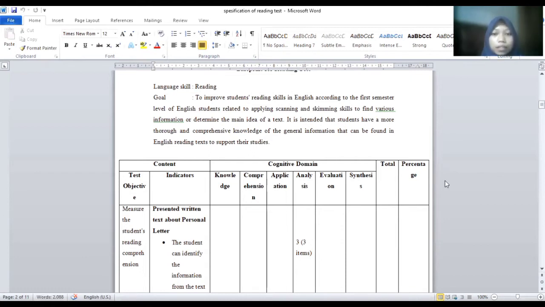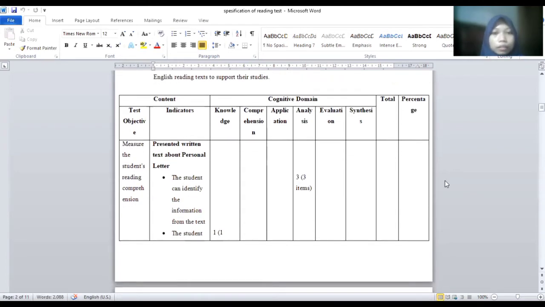It is intended that students have a more thorough and comprehensive knowledge of the general information that can be found in English reading text to support their studies. And this is the table. There is content. There are 2 content. The first is test objective, measure the students' reading comprehension.